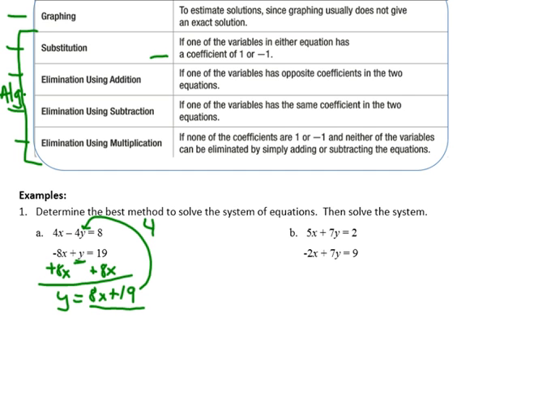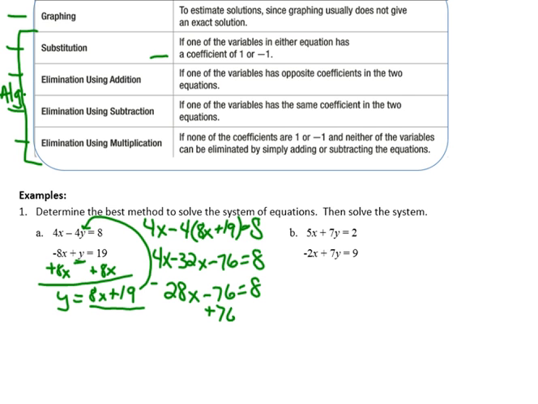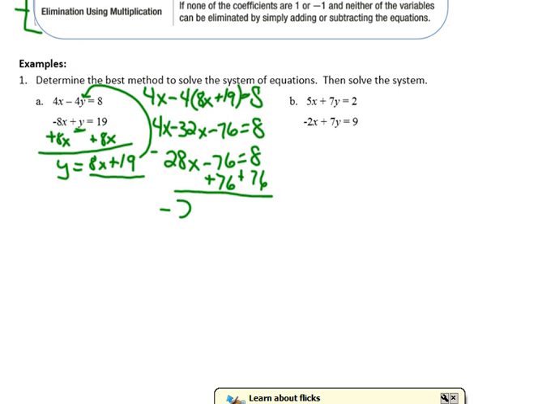So 4x minus 4 times 8x plus 19 equals 8. Do my distributive property, 4x minus 32x minus, I hope it's 76. You guys know me and my math. 4x minus 32x is going to give me negative 28x minus 76 equals 8. Add 76. So negative 28x equals 84, I hope.